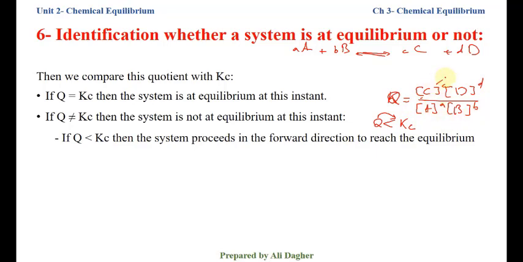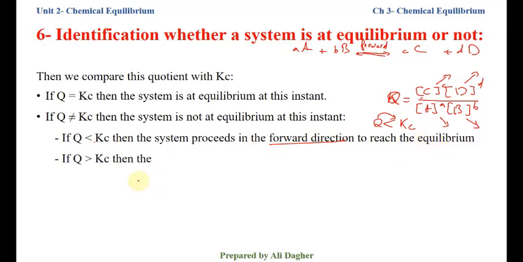How? We should increase the concentration of the numerator and decrease the amount of the denominator. That means we should increase the concentration of product and decrease the concentration of reactant. Which direction increases the product and decreases the reactant? It is the forward direction. Then the reaction proceeds in the forward direction to establish the equilibrium. So if Q is less than Kc, the system proceeds in the forward direction to reach the equilibrium.